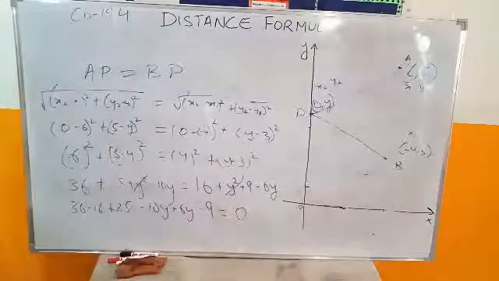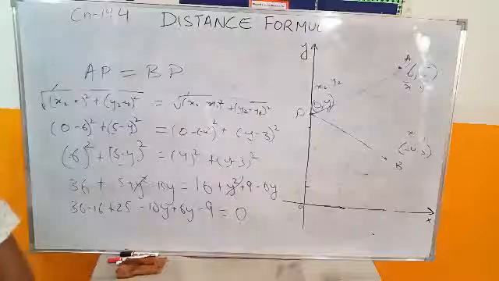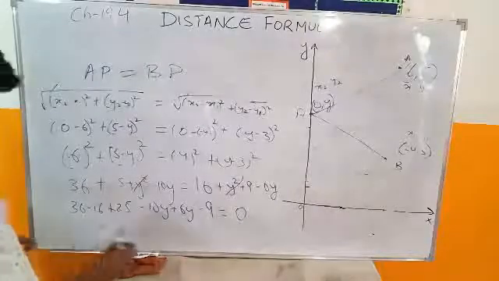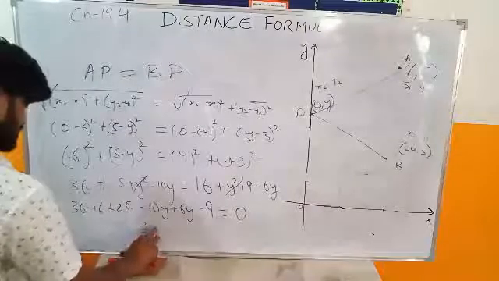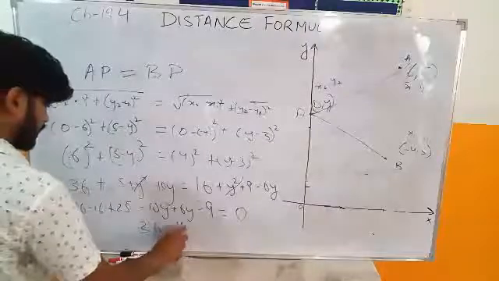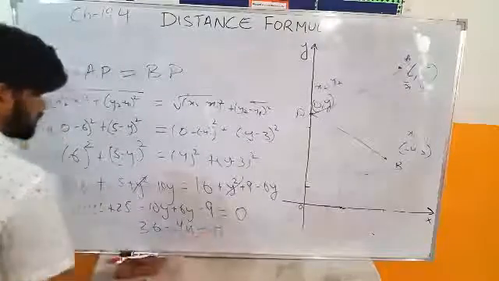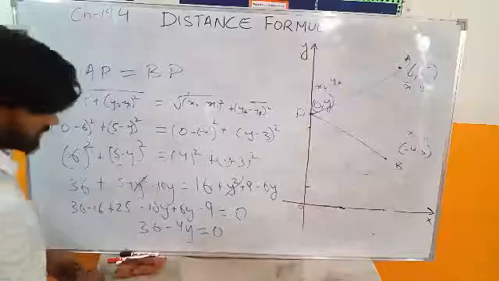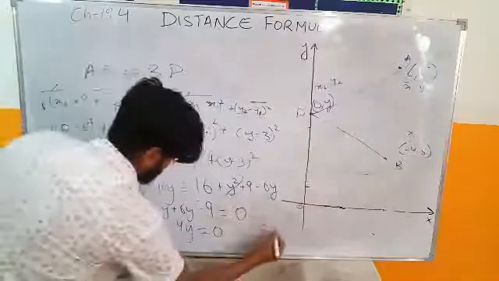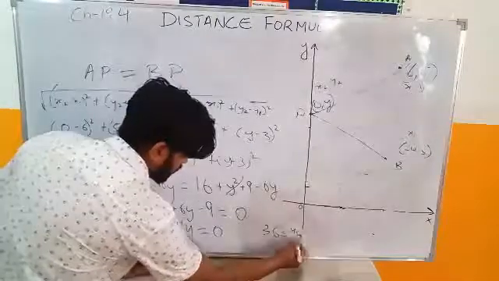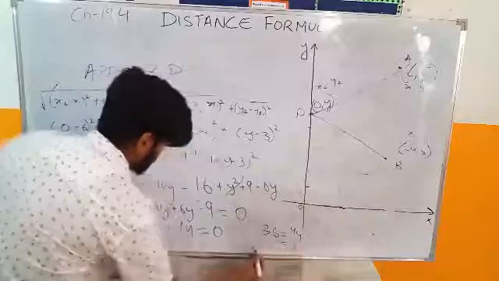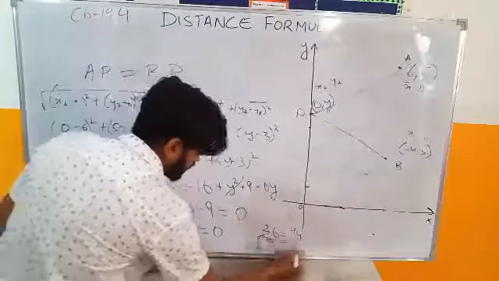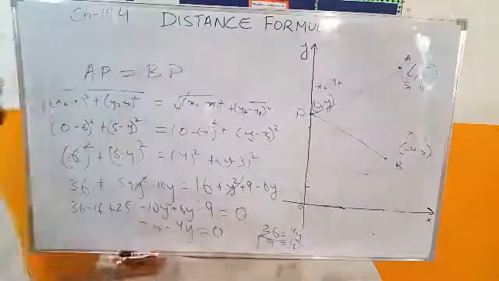So the numbers that are going to be left are 36 minus 4y equals 0, and then I'm going to shift y to the other side, that is 36 equals 4y, and y equals 9. So I got the value of y, that is 9.